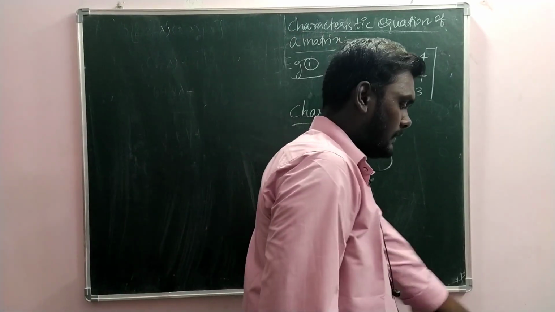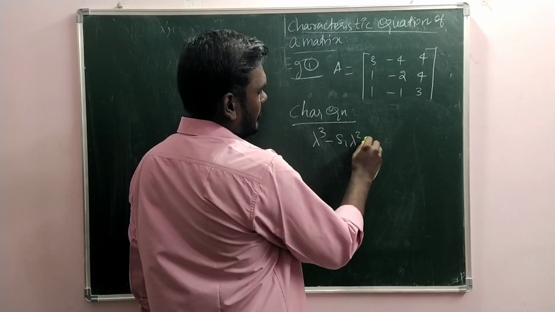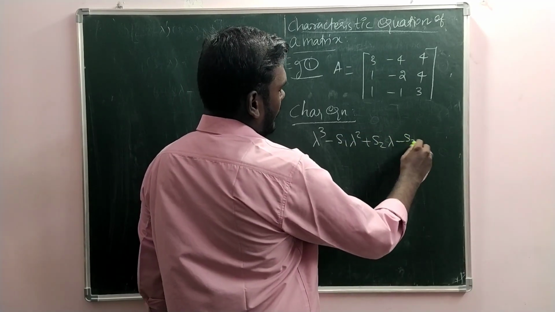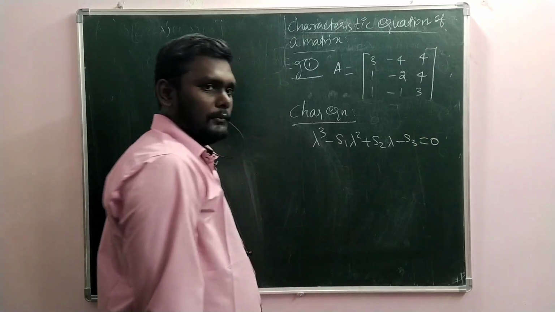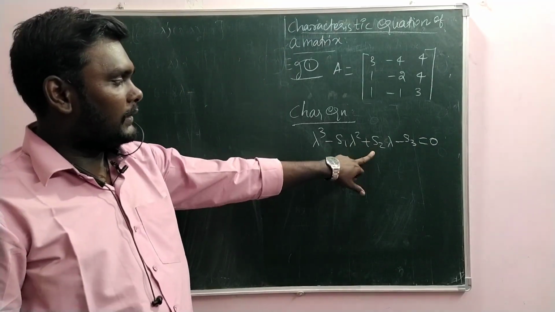The characteristic equation is lambda cube minus s1 lambda square plus s2 lambda minus s3 is equal to 0. As you observe, I started with lambda cube, minus s1 lambda square, plus s2 lambda.